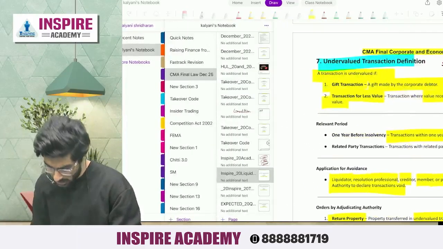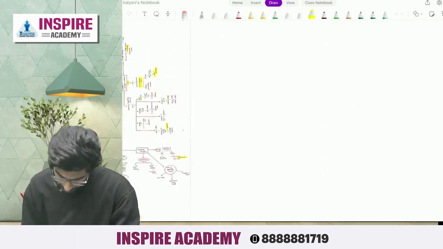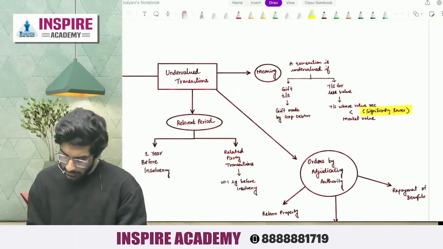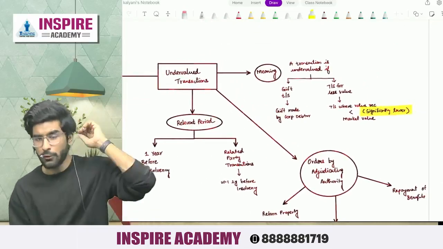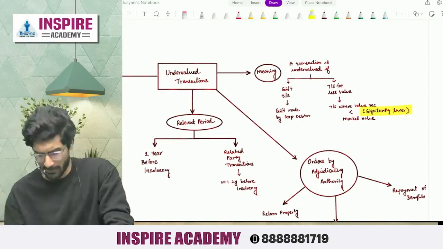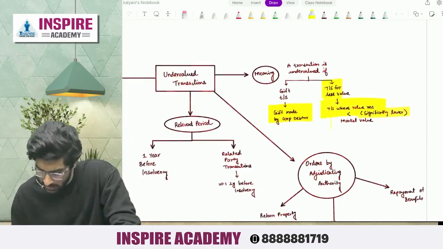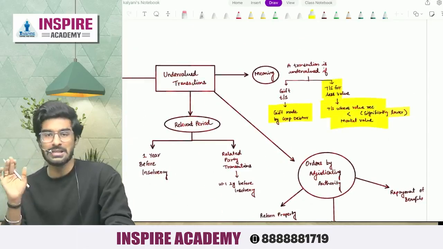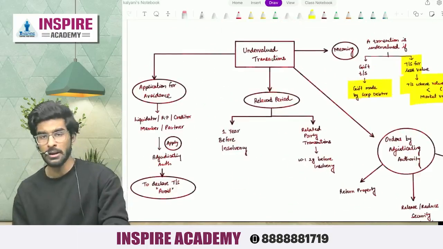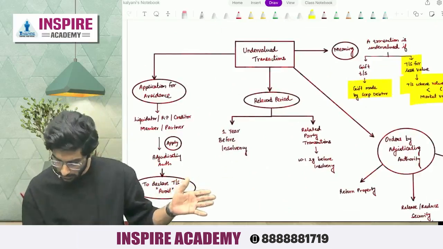Now let's understand using mind maps. So a transaction is undervalued if two things happen. If you are giving the assets for free of cost, or if you are selling the assets at a very, very less price. Gift made by corporate person, transaction for less value, transaction where value is less than the market value. Very simple. Okay. Now, what is the relevant period? If it is a related party, it is 2 years. If it is a non-related party, it is 1 year.